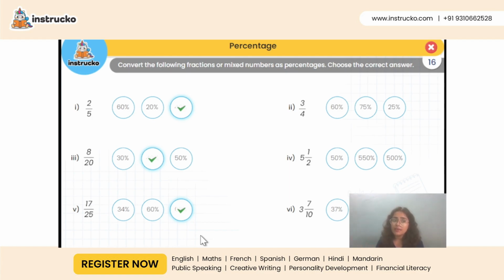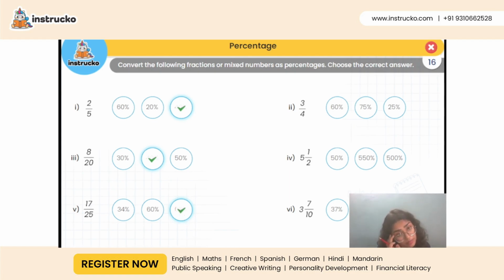So 17 times 4 is, do your calculation and you will get 68. So now the fraction is 68 by 100. You multiply the fraction 68 by 100 by another 100 and you will get 68. Now you put a percentage sign in front of it and you get your answer as 68%. That is how we do it.